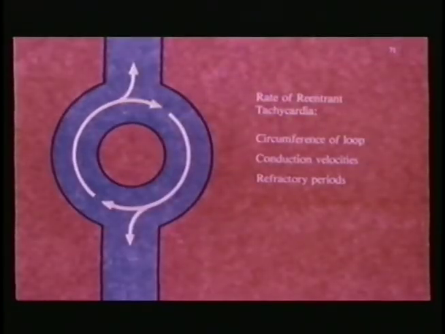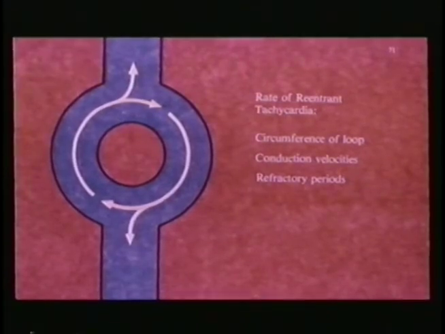Recall that the rate of any reentrant tachycardia is a function of the circumference of the loop and the conduction velocity in each of its component tissues. The conduction velocities are in turn a function of the refractory periods, one or more of which may impose a major limitation on the time it takes to complete a circuit.